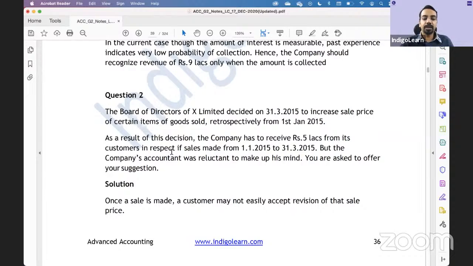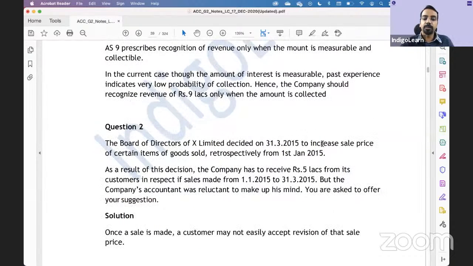The board of directors of X Limited decided on 31st of March to increase the sale price of certain goods retrospectively from 1st of January. As a result of this decision, the company has to receive 5 lakh from its customer, but the company's accountant is reluctant to make up his mind. Now you are increasing the price on a retrospective basis. Do you think customers will pay the increased amount to you?